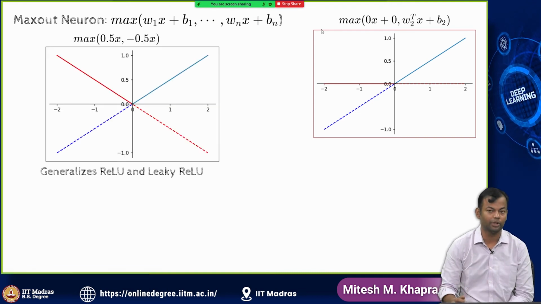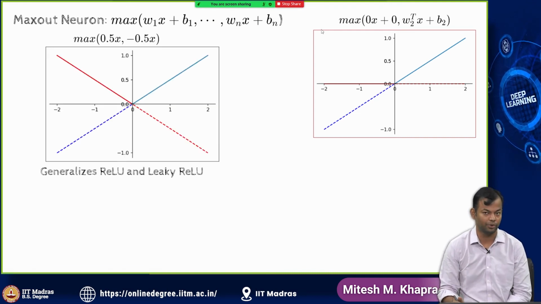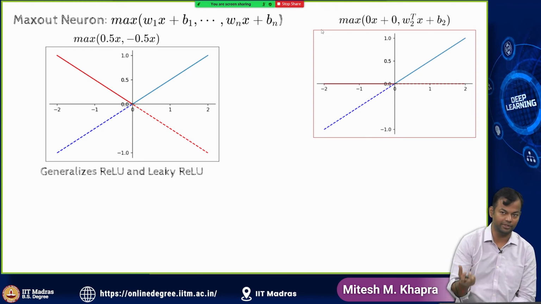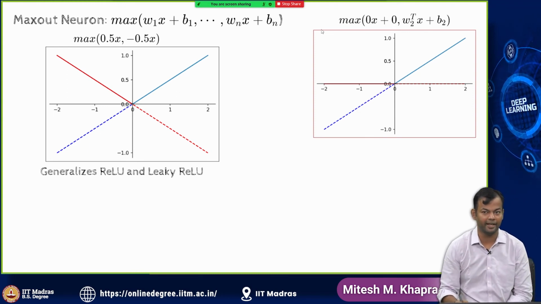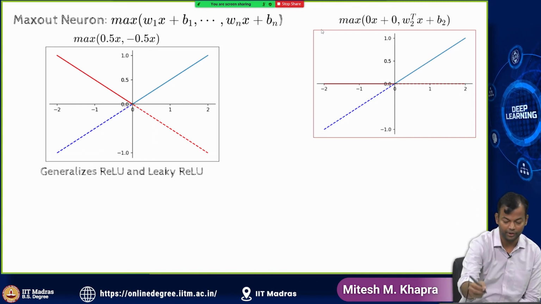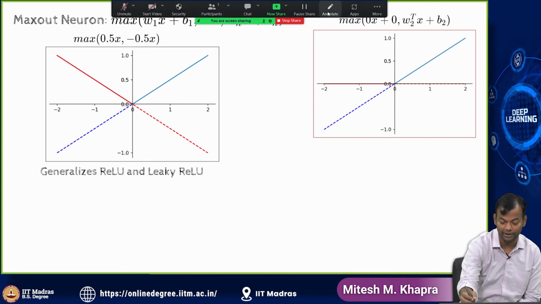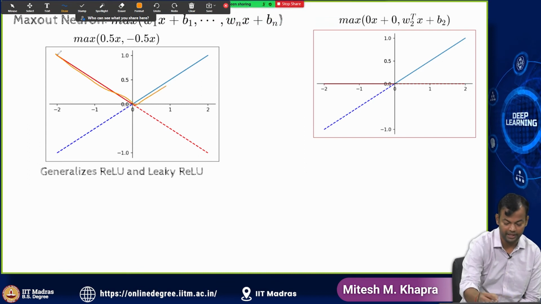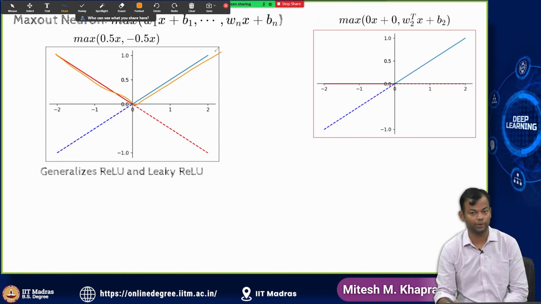So if you have these two maxout neurons, and one of them learns the value of W1 as 0.5x and the other one learns the value of W2 as minus 0.5x, then effectively you are getting this V-shaped non-linearity, which is the same as the absolute function.